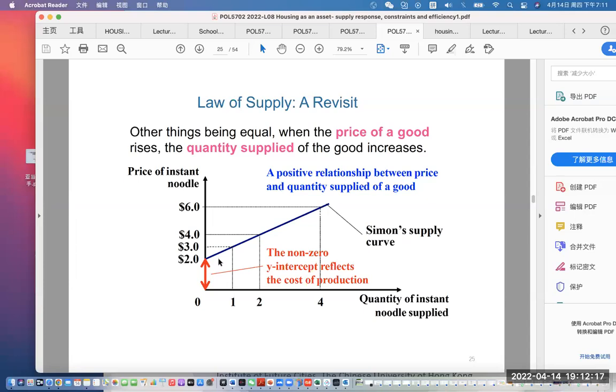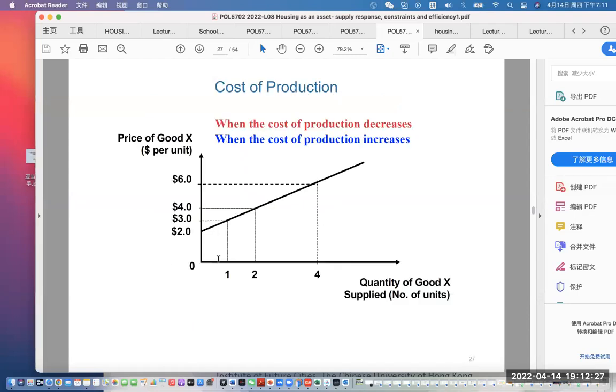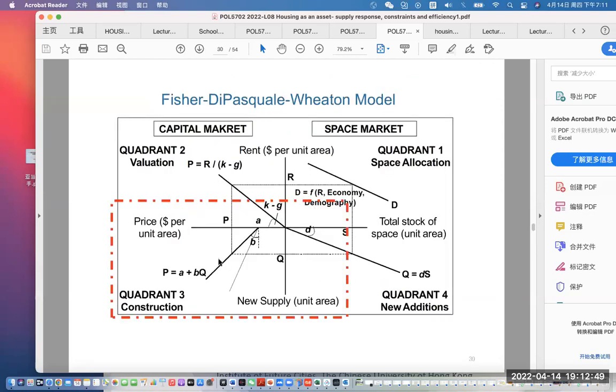What is the revisit of the law of supply, and how to determine the price elasticity of supply, and what is the cost of production in the new construction market, and how does the level of technology impact it, and how do you calculate the appreciation of the price in the future when it is expected to increase, and when the price is expected to decrease, right? These are the two specific points.